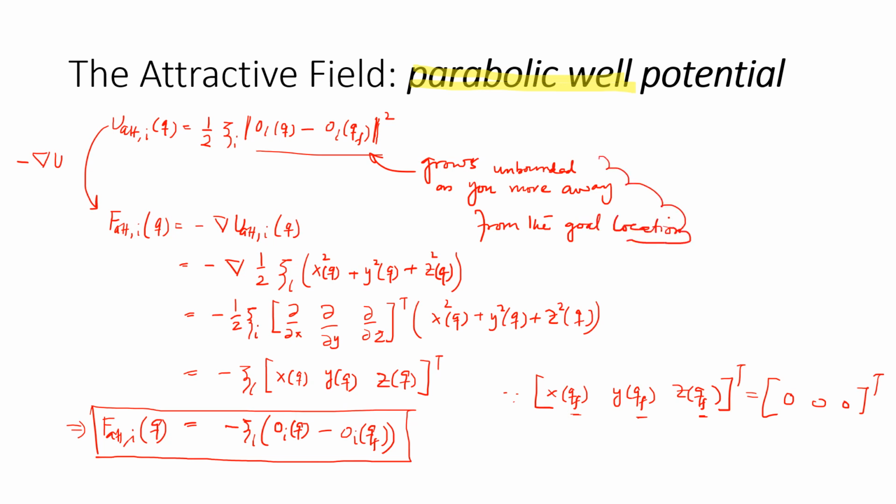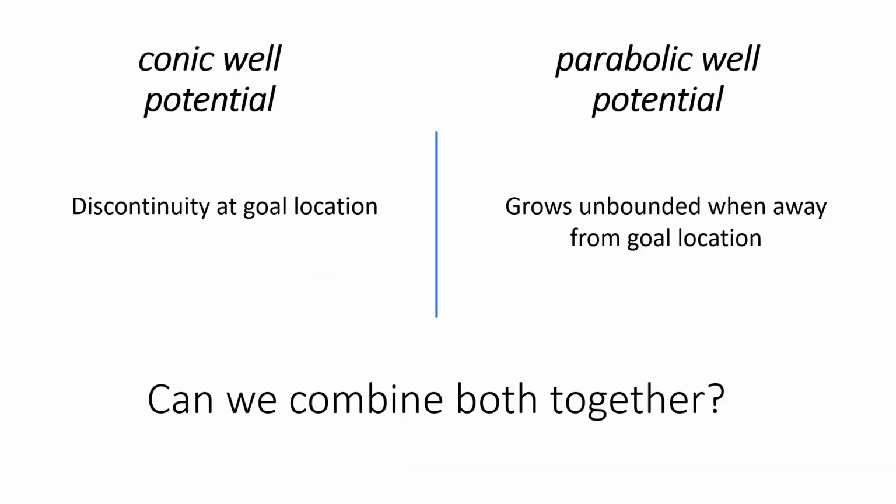So this is going to be one of the problems associated with this approach, but it handles the original problem that we encountered in conic well potential, where you had the discontinuity at the goal location. So it doesn't have that problem, but it has got another problem. Obviously, you can observe that there is a discontinuity problem at goal location for the conic well potential, whereas the parabolic well potential doesn't have that problem. But it has got another problem, that it grows unbounded when away from the goal location.